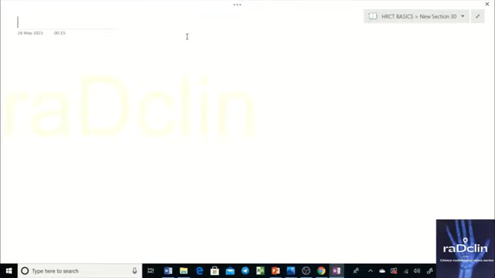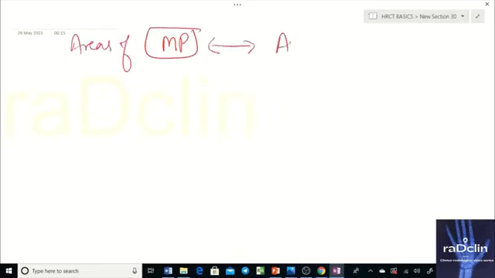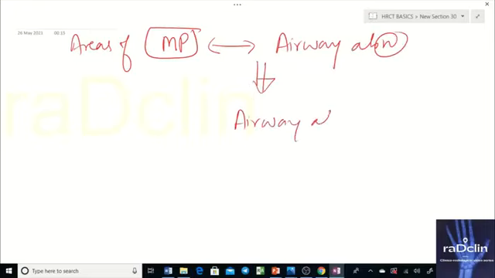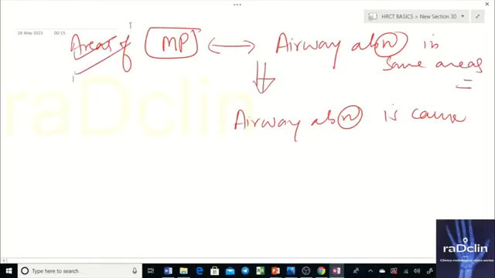Even on the inspiratory scan, if you see areas of mosaic perfusion and simultaneously in those same areas you also see airway abnormalities, this also suggests indirectly that airway abnormality is the cause. So that was all about air trapping or mosaic perfusion as a cause.